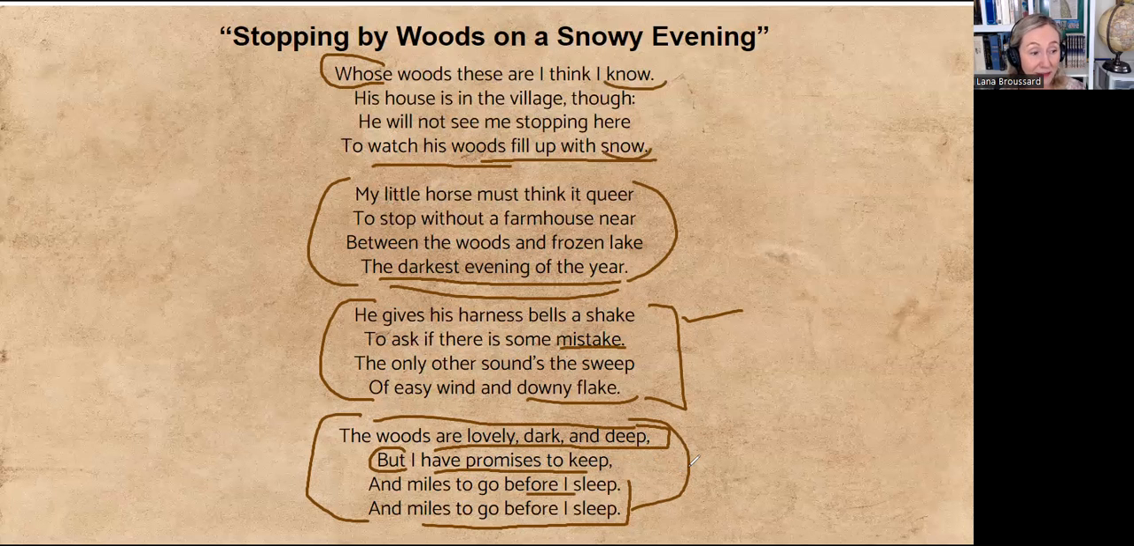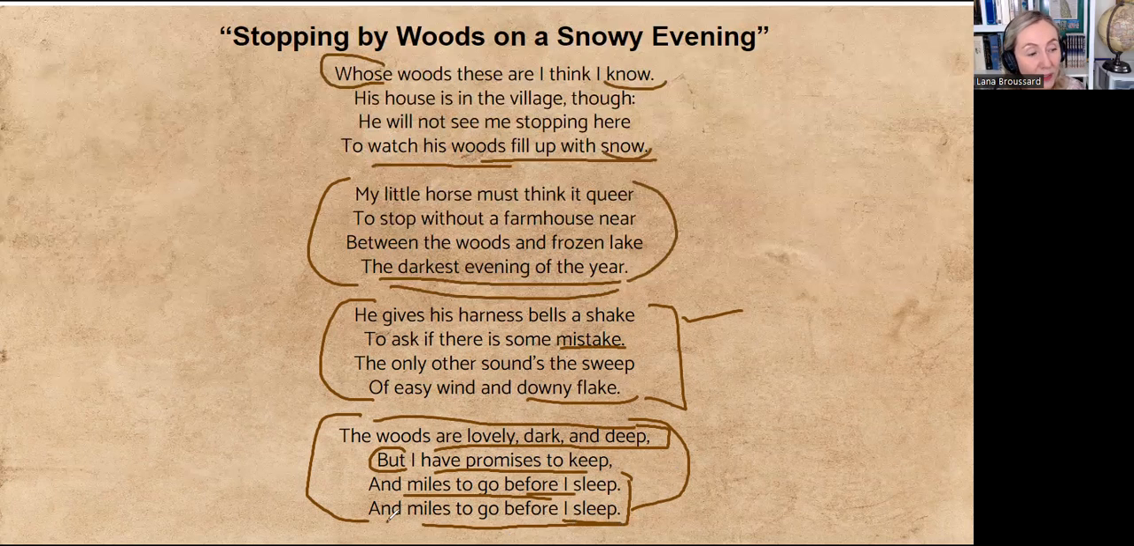Responsibilities, good. Yes. Maybe he has a family or someone that he has to take care of. Okay, so he's not going to stay in the woods, right? Right. Okay, good. And miles to go before I sleep. Why is that repeated? Think about that for a minute. Oh, he's tired. Yes, he might be tired. That's true. He has a lot of things to do. Yes, that's true. It could be, but it's repeated.